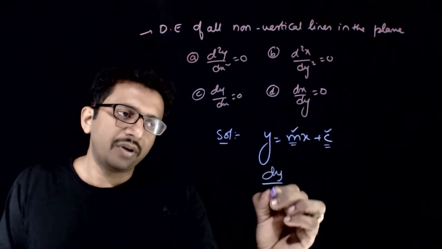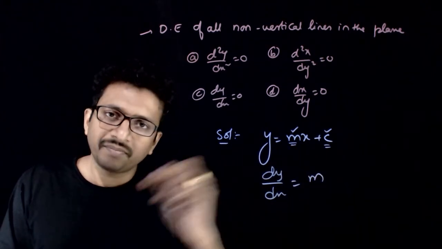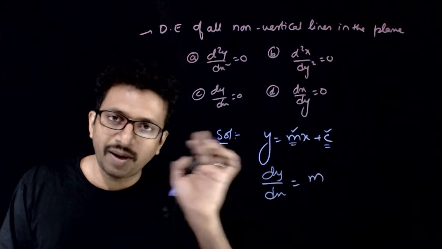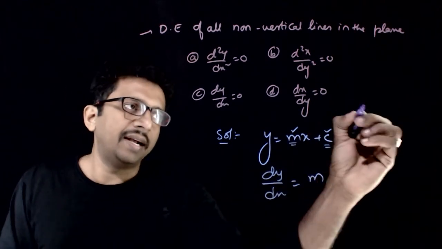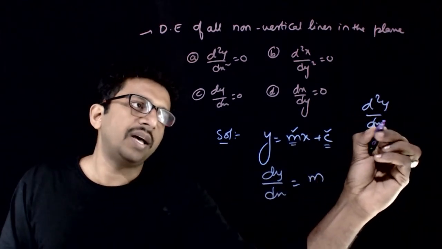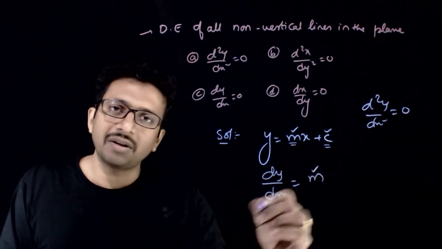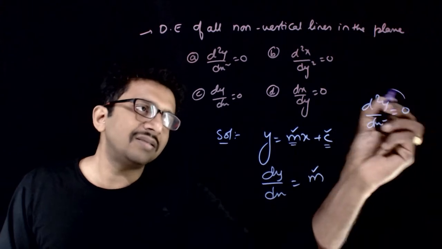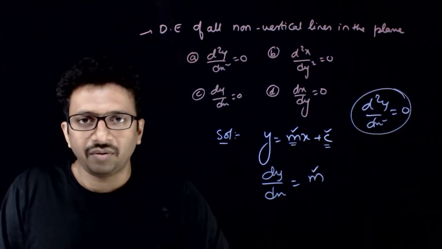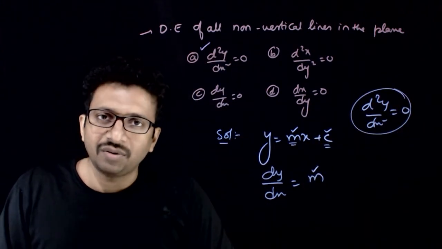So again, very straightforward, dy/dx = m. One arbitrary constant has been eliminated by first differentiation, and d²y/dx² = 0. On the second differentiation, the second arbitrary constant also got eliminated. Hence, this is the required differential equation. Option A is the right answer to this question.